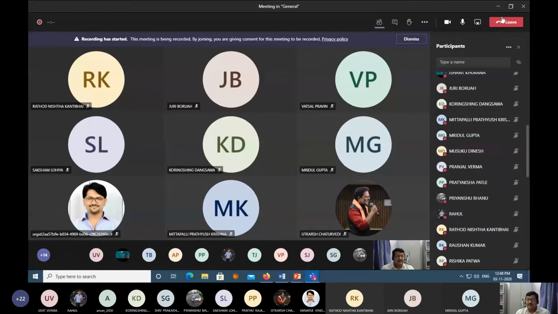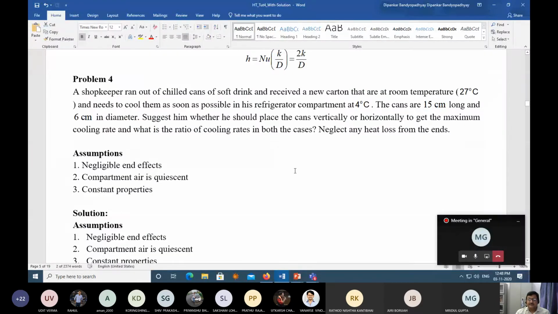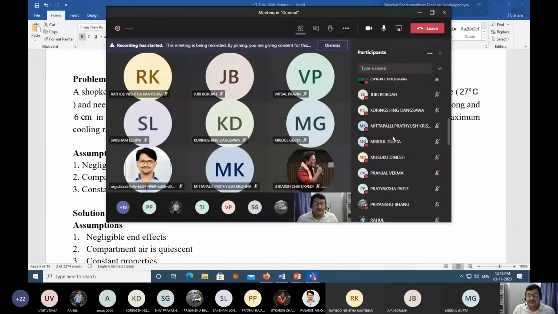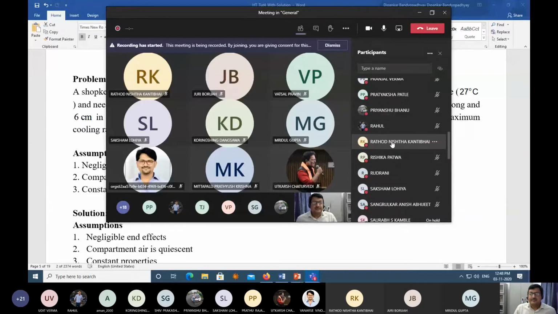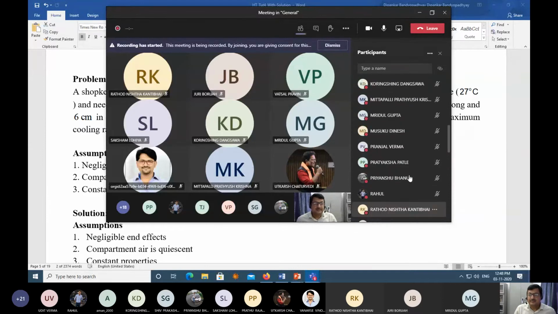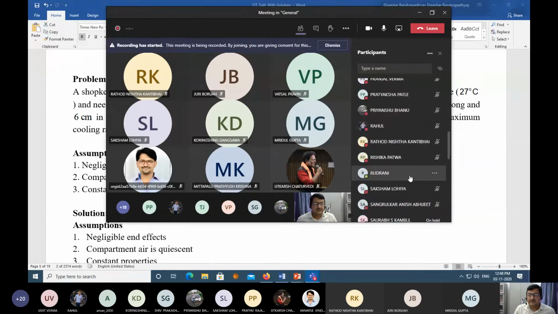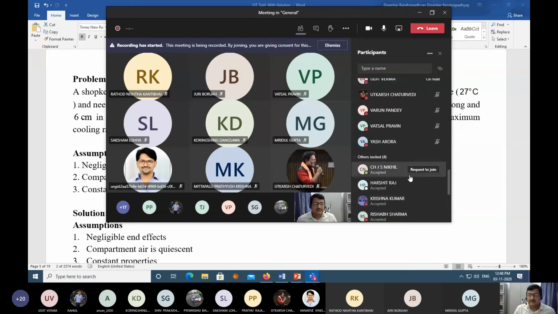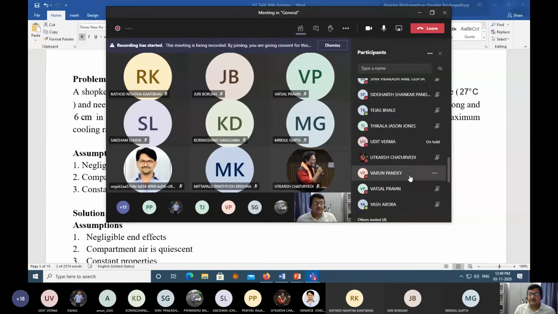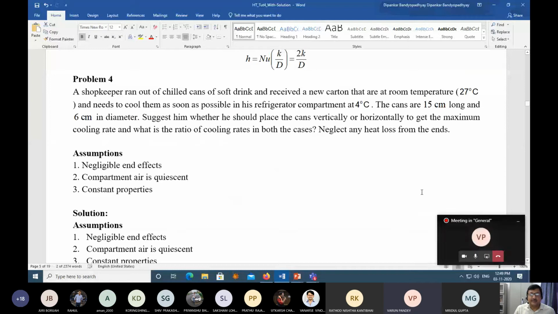Rahul is there. Rahul, can you please read problem 4 for me? No, he is also not there. Pratyaksha is there. Pratyaksha. Varun, are you there? Yes, sir. Varun, can you please read problem 4 for me?